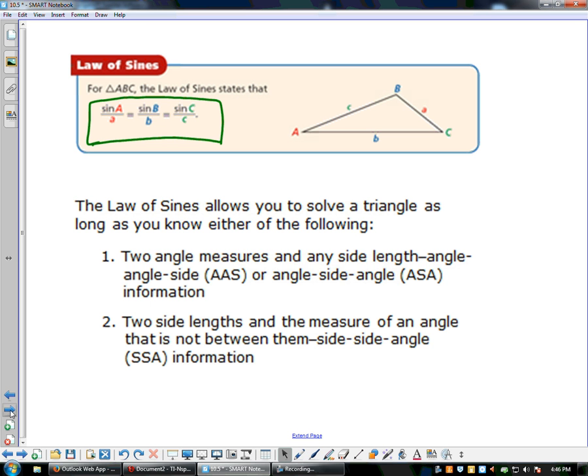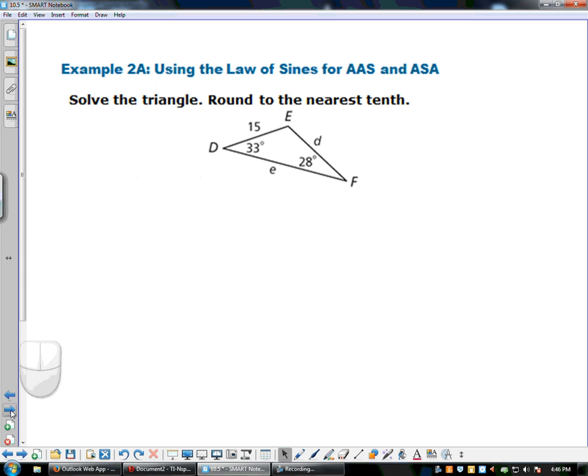The law of sines allows you to solve a triangle as long as you know either of the following. If you know two angle measures and any side length, that would be an AAS arrangement or an ASA arrangement, then the law of sines will work. Or if you have two side lengths and the measure of an angle that is not between them, that would be an SSA arrangement. If that's the situation you have, then you can use the law of sines to find out the missing pieces of your triangle. Let's take a look at this example.